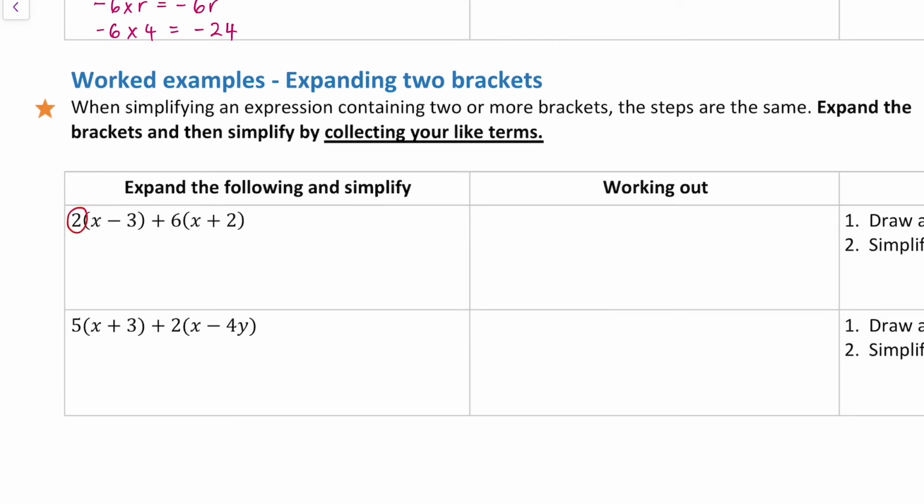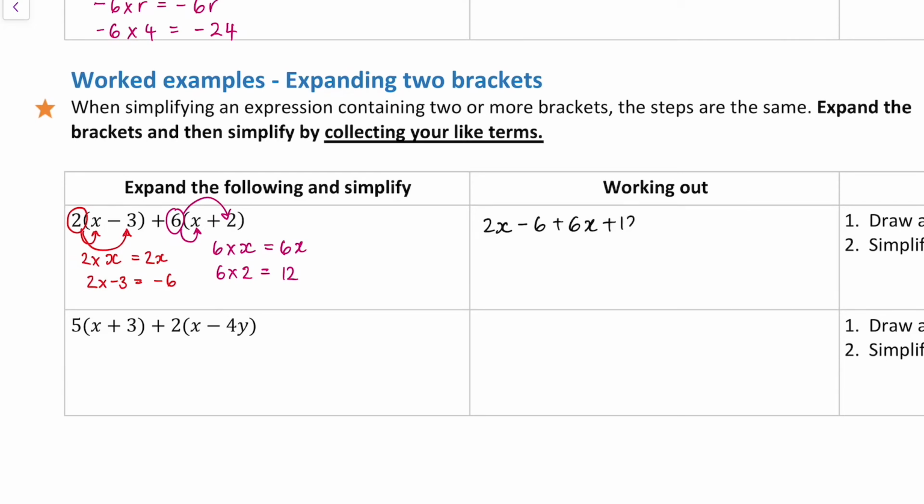So here we've got 2 times the x for 2x. Then we've got 2 times negative 3 for negative 6. And then with the second part of the expression, we've got 6 times x for 6x. And then 6 times 2 for 12. So now putting this all together, 2 times x, we've got 2x first. Then we had 2 times negative 3 for negative 6. Then we had 6 times x for 6x. And we had 6 times 2 for positive 12.